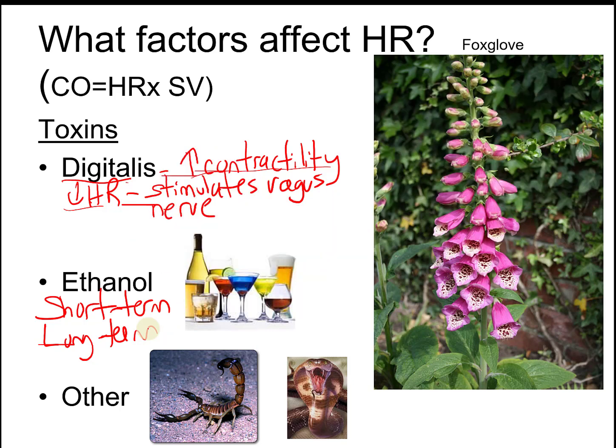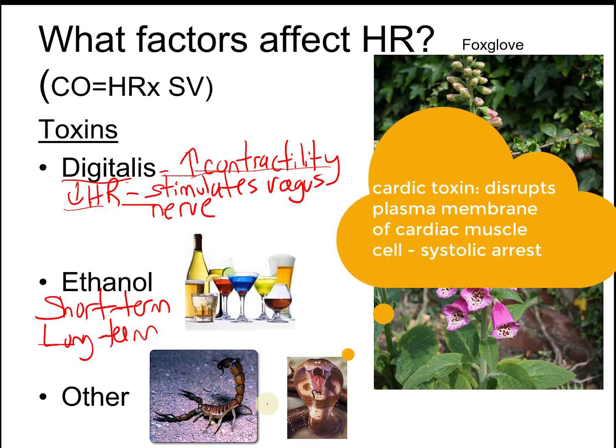Now these other things at the bottom, the scorpion here and the cobra, these are not found in New England. However, I thought I'd mention them anyways because it's kind of interesting. The cobra secretes a toxin that is a cardiac toxin. It disrupts the cardiac muscle cell's plasma membrane. So it damages the plasma membrane, which kills the cell and basically can put you in systolic arrest. And so that's from the cobra.